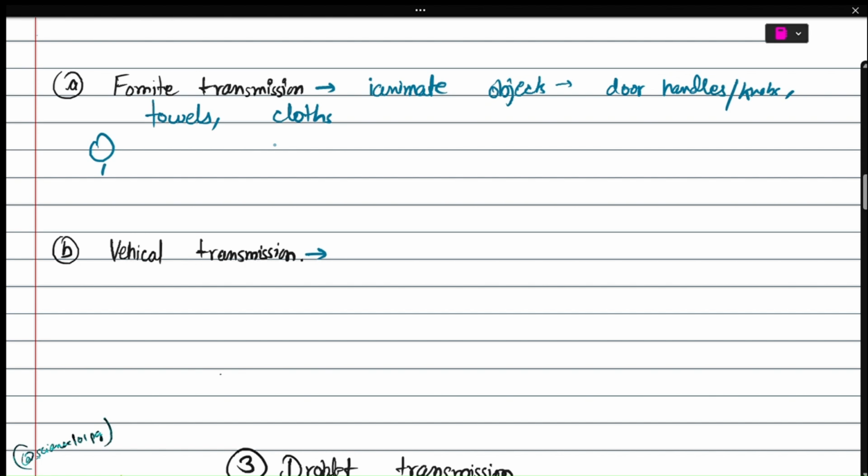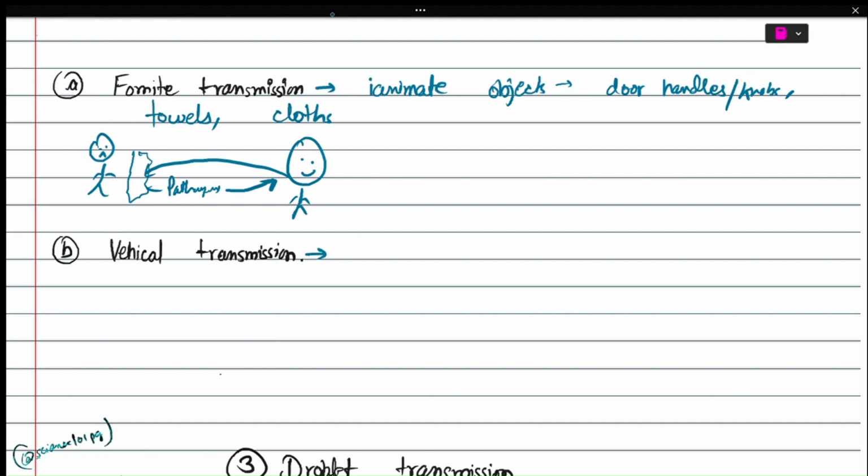So let us say this is a person. Okay, this is an infected person. Now what he does is he takes this towel to clean his body after taking a shower. And here we have a healthy person. Now, if this healthy person uses this same towel, then there are chances that bacteria, or you can say pathogens, can be transmitted from this towel to this person. Now, this is how fomite transmission works. Okay. Now, after fomite transmission, we have vehicular transmission.